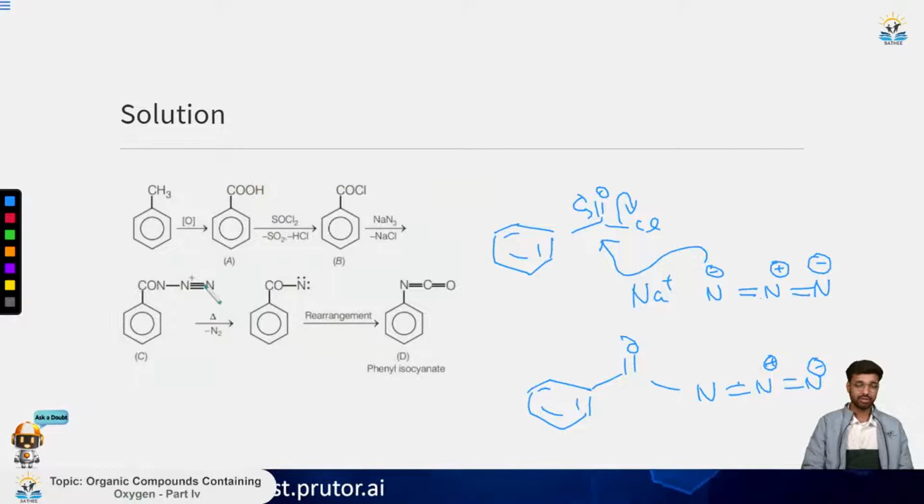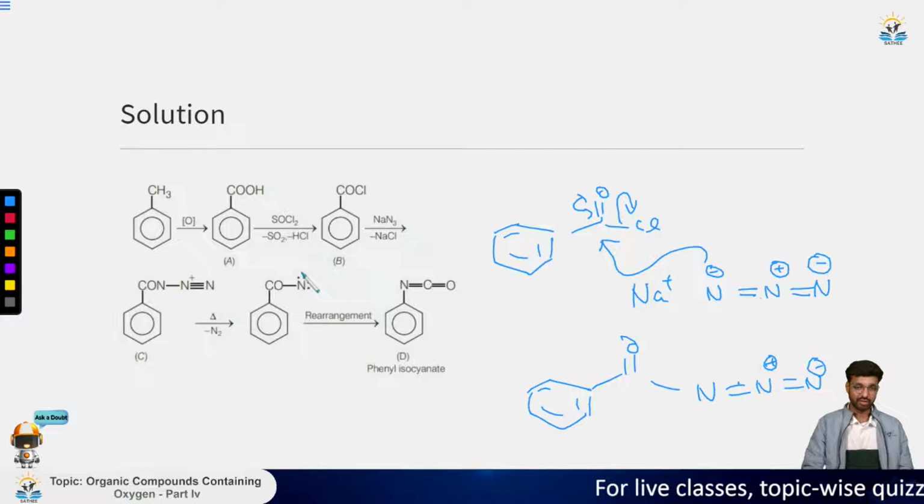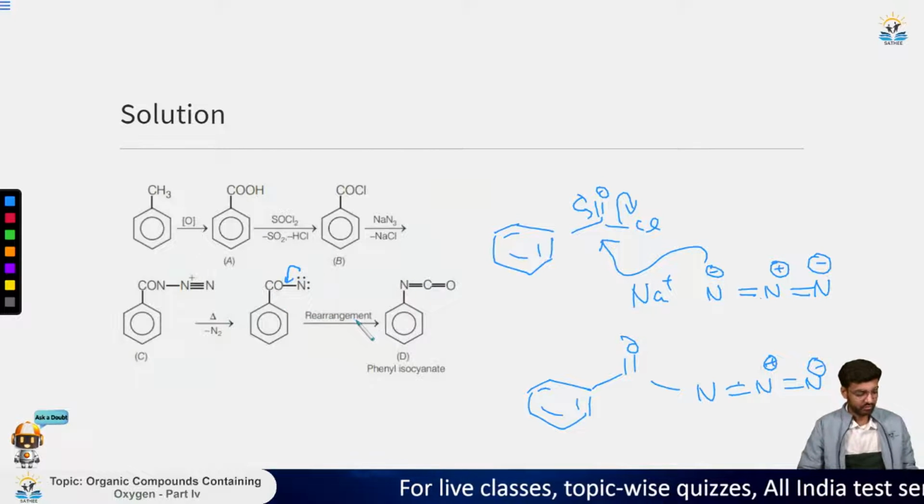Now at last, N2 is a very good leaving group. It will leave automatically and give you this kind of product. So it is a rearranged product. If you want, you can do the arrow pushing by yourself. I'm not doing it here.